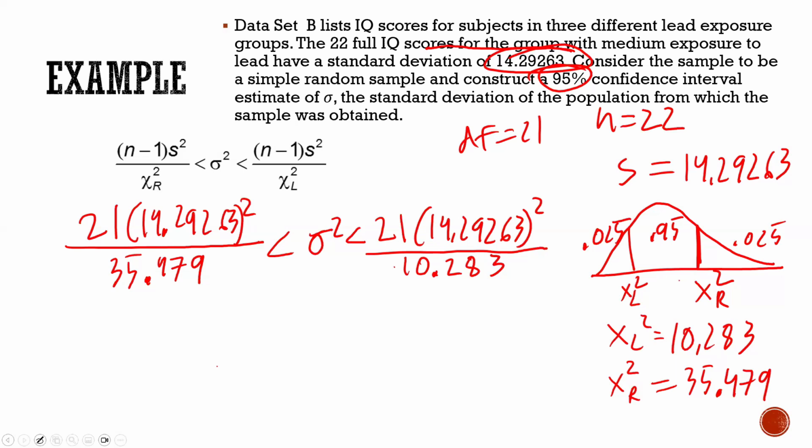So it's 21 times 0.14. I don't know why I gave us so much precision. 29263, that's squared, and then we divide by 35.479. Everyone able to see that? So that is going to be my lower bound, right? Yes. Okay, so that's my first number.